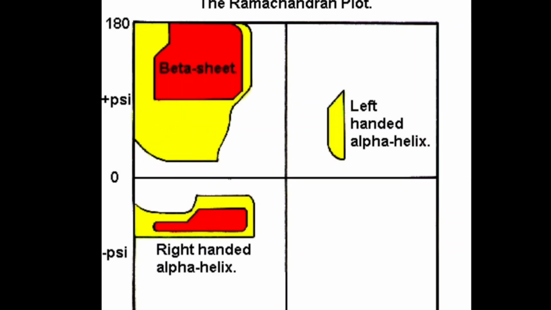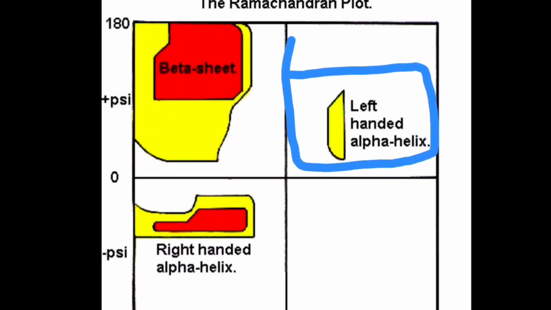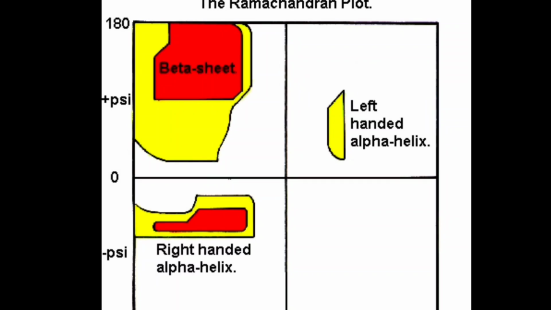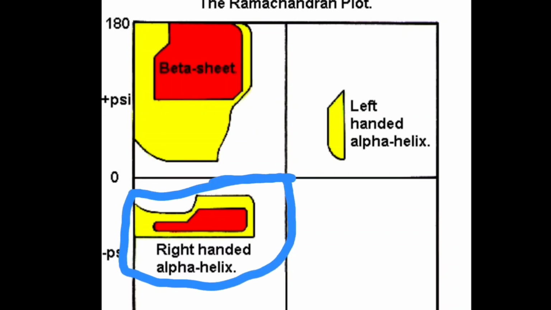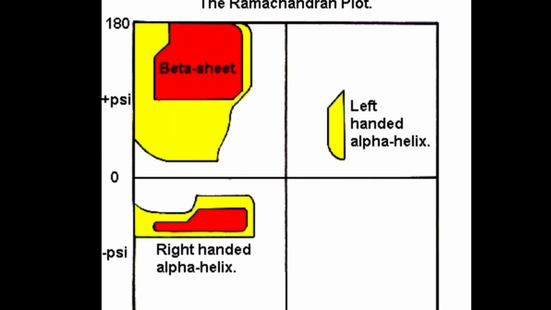I will be dealing with the alpha helix and the beta sheet as well. So here, if I am dealing with the second quadrant, the second quadrant is only having the left-handed alpha helical structures, whereas the third quadrant is having the right-handed alpha helix along with parallel beta sheet.